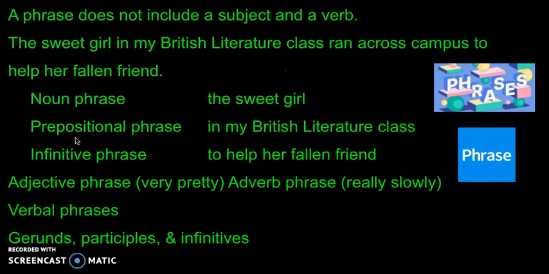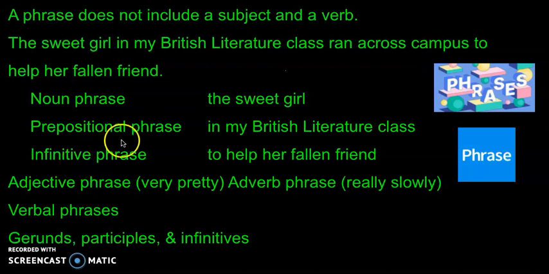You have prepositional phrases quite often. In fact, this is not the only prepositional phrase in this sentence. In my British literature class, those are prepositional phrases. You do not have a subject and a verb. You just have a preposition, words like in and on and to and after and before. Those are words that are prepositions, and they have to end with some kind of noun or pronoun, and this fits the bill: in my British literature class. Across campus was also another one.